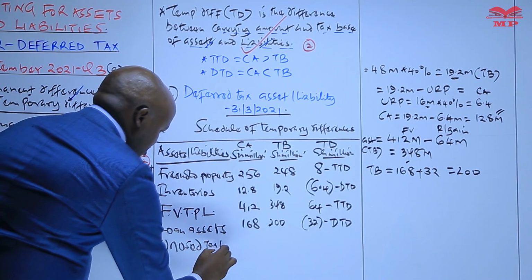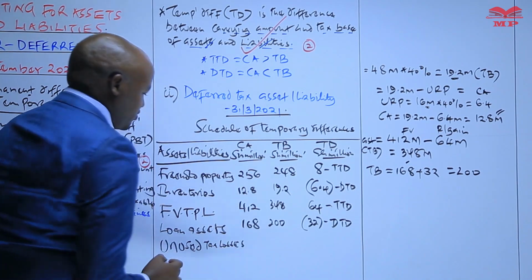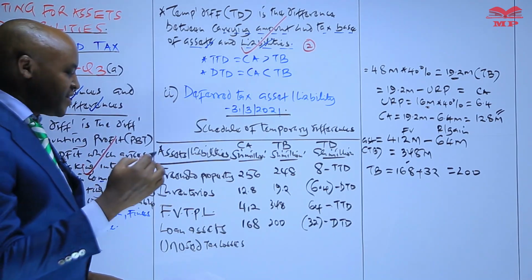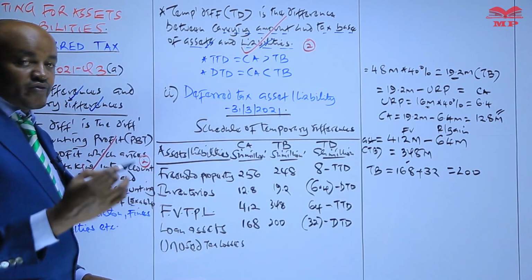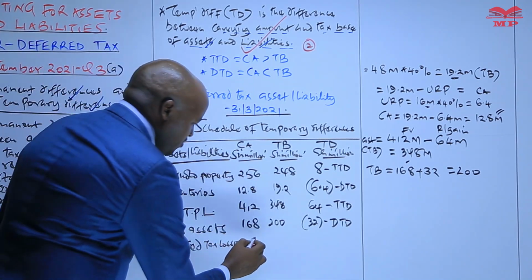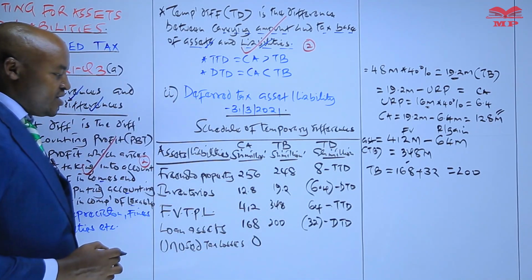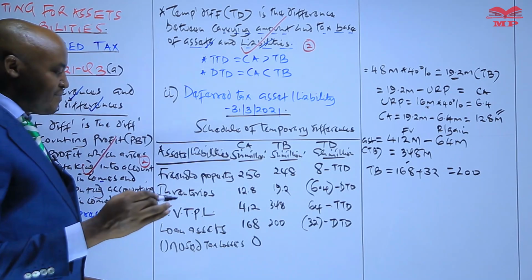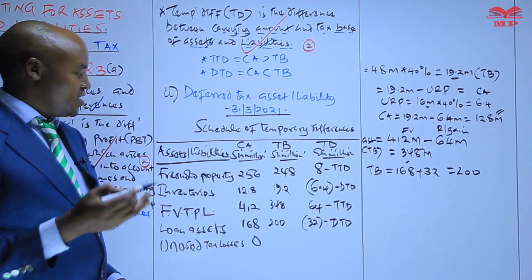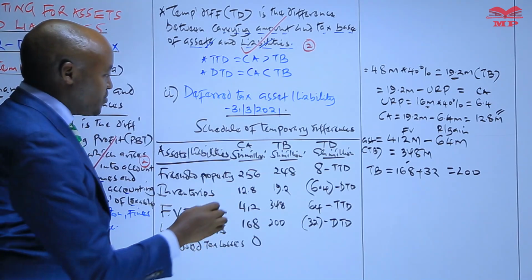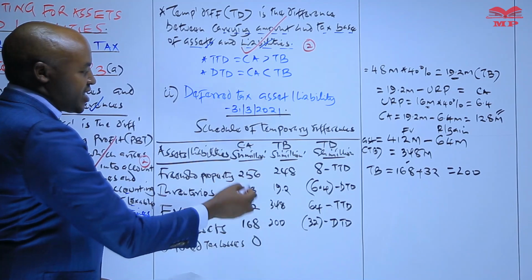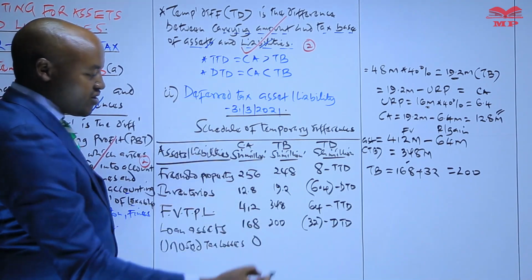So these unused tax losses, are they recorded in the company statement of financial position as an asset or liability? No. And therefore, the carrying amount for this is equal to 0. Once the company reports losses, those losses are not taken to the balance sheet as an asset or a liability. So the carrying amount is 0, because the carrying amount is the value at which an asset or a liability is recorded in the balance sheet.